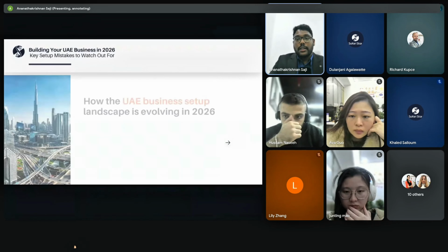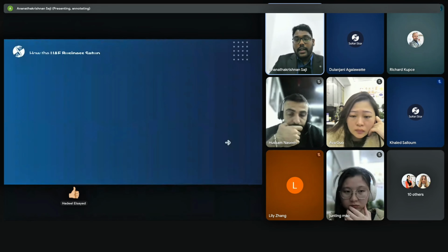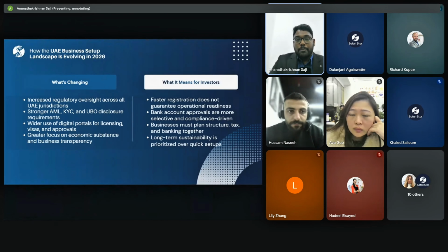The first topic that we'll be discussing is the rules that have changed and what it means for investors. There are 4 topics. The first one is increased regulatory oversight across all UAE jurisdictions. As we all know, effective from 2024 onwards, UAE has been making a lot of rule changes when it comes to opening business, taxes, and all.